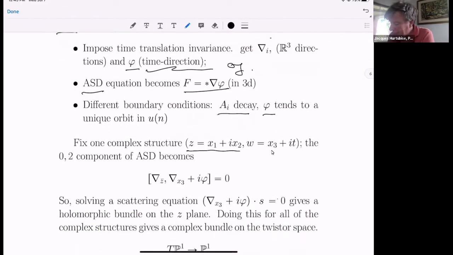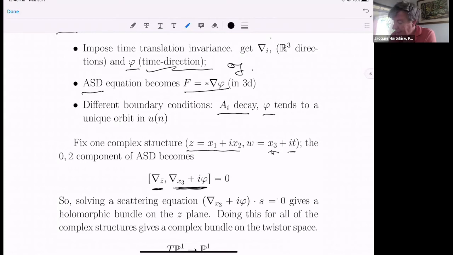so just set this, and then you've got the third coordinate x3, and you put in the time, but remember, that time is just sitting there as a dummy. The 0,2 component of the anti-self-duality becomes the d bar operator, which commutes with an operator along the x3 direction, just a standard ODE, which you think of as a scattering equation in the x3 direction.